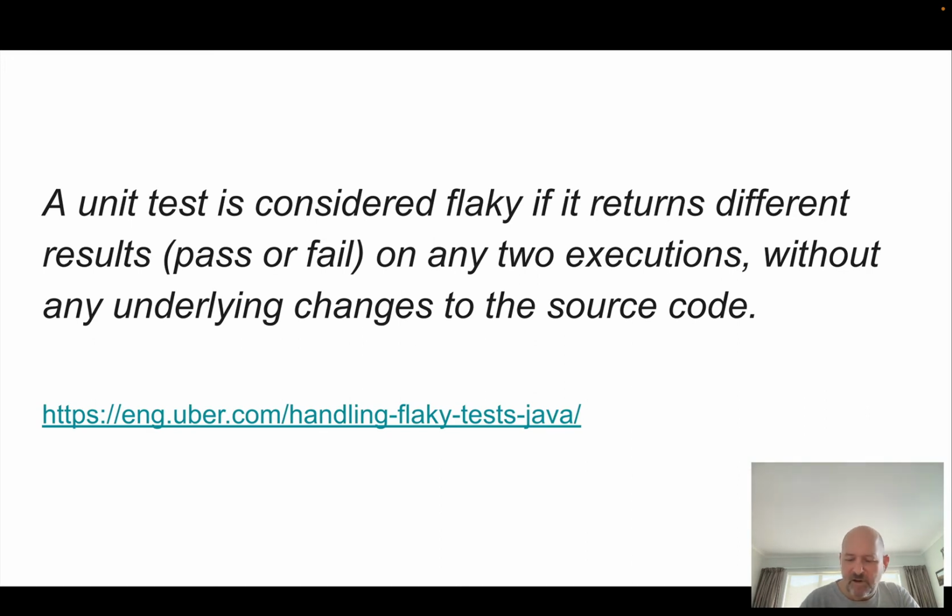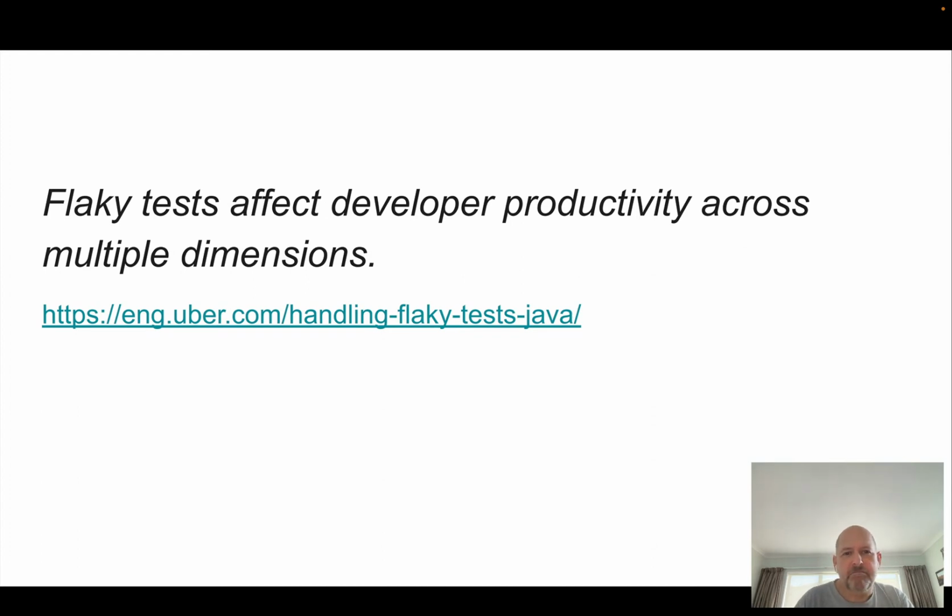So let me just introduce the problem with a couple of quotes. Starting with one from the Uber engineering blog: a unit test is considered flaky if it returns different results, pass or fail, on any two executions without any underlying changes to the source code. It's a very straightforward, simple definition of what flakiness is. If you haven't heard about this, that might be useful. Flaky tests, as you would expect, are bad for many reasons. I don't want to go into detail here.